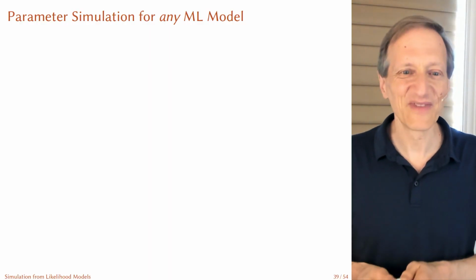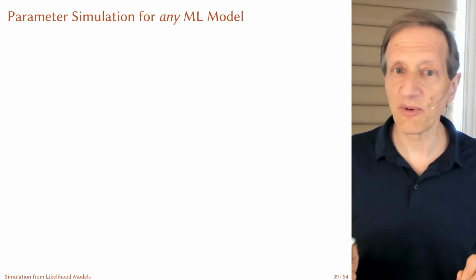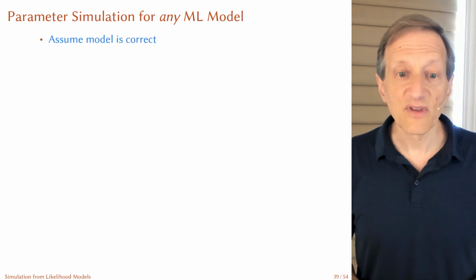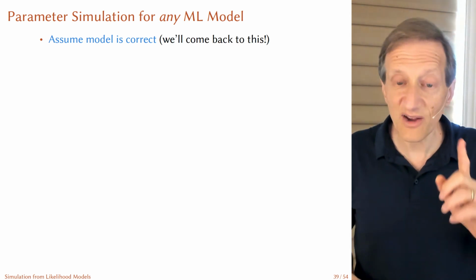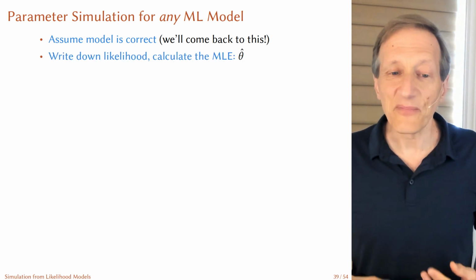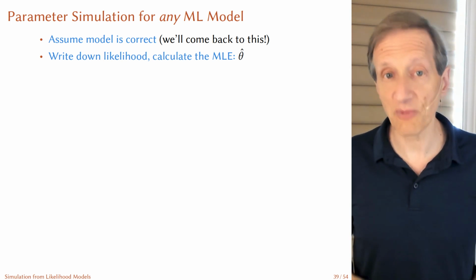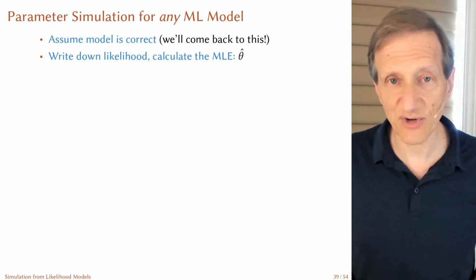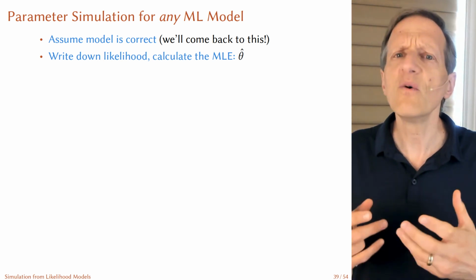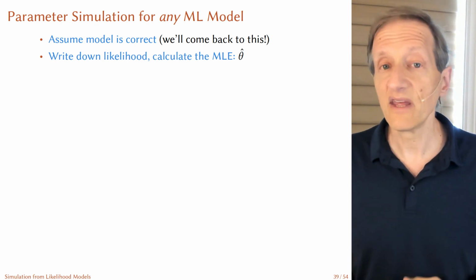So there we go. Parameter simulation for any maximum likelihood model works as follows. First of all, we're going to assume the model is correct. We are going to come back to this. If the model might not be correct, we'll have to deal with that. We're then going to write down the likelihood given the model and calculate the maximum likelihood estimate. We know how to do that, at least in principle now. We need much more experience to get a feel for it, to understand how to do it, to make sure that we can do it in a new model. We're going to call that maximum likelihood point estimate theta hat.